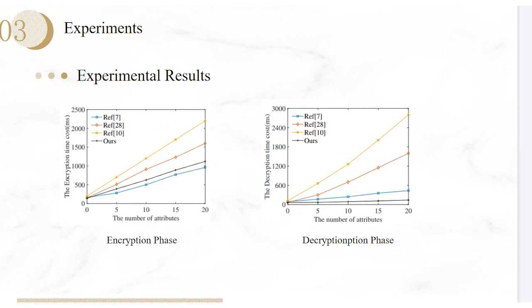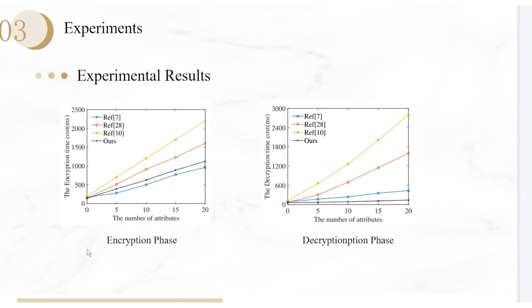The picture on the left shows the comparison results of encryption time. It can be seen from the picture that the encryption time of the proposed scheme and the other three schemes increase linearly with the number of attributes. The efficiency of scheme literature 7 is the highest, but the efficiency of the proposed scheme is not much different from it.